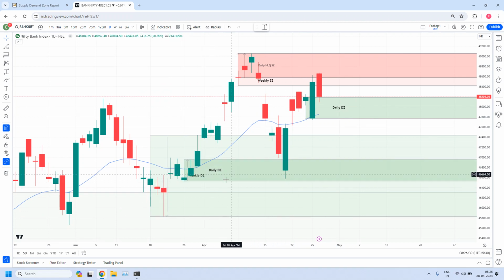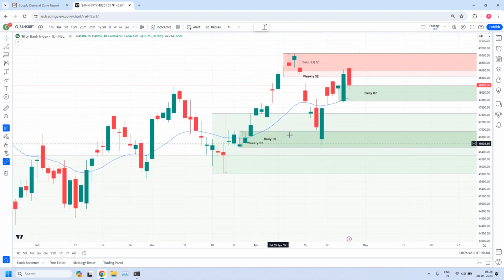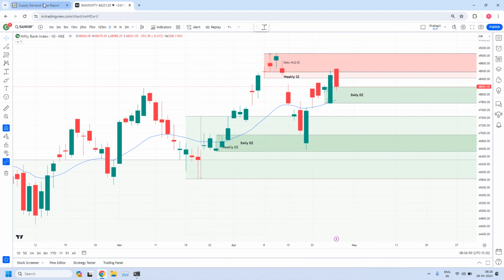In case this zone is violated next week, let us assume it comes down sharply, and even if this daily zone is violated, at that time I will make another video. Otherwise, until then, let us assume this analysis holds good for the next week. That's why I am not drawing any zones below this. So this is about the daily time frame.